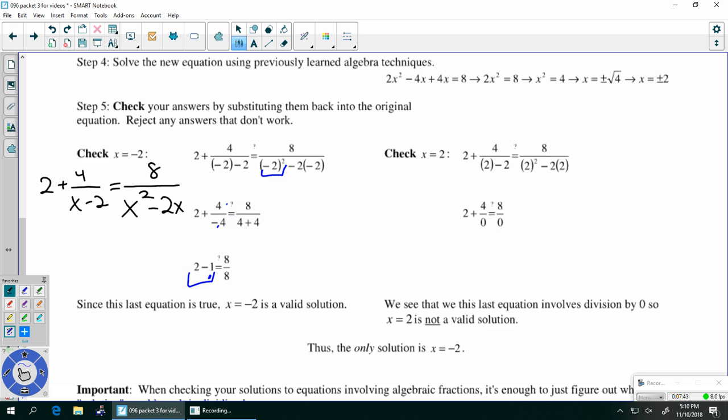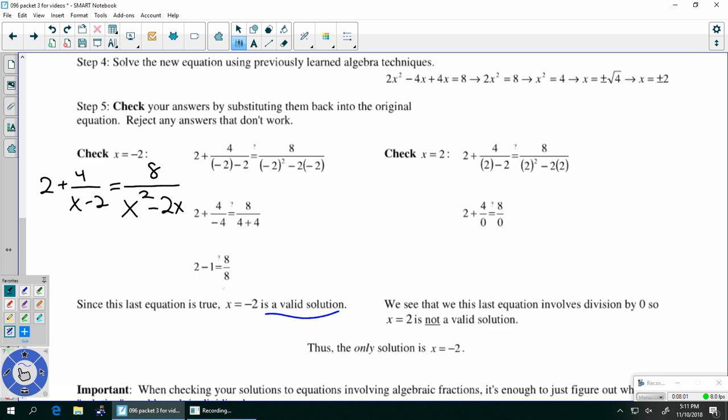Negative 2 squared, careful there, that's positive 4. Minus 2 times negative 2, that's another plus 4. And so 4 plus 4 is 8, and 8 over 8 is 1. 2 minus 1 equals 1, you bet. So that equation is true, that x equals negative 2. x equals negative 2 is a valid solution.